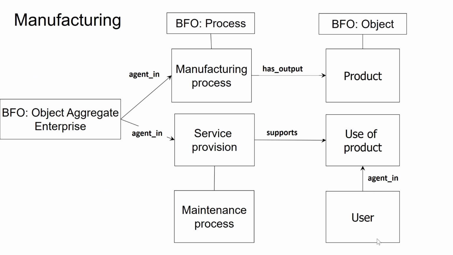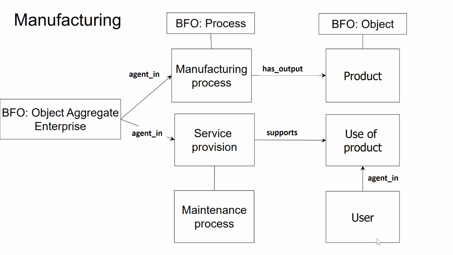So in manufacturing, this is a fragment of a manufacturing ontology. We have manufacturing processes which have output product, and then we have service provision which support the use of the product. An example of service provision would be a maintenance process. The input of the maintenance process is a product, and the output is the very same product, just better. A repair has been made, it's been cleaned, whatever it might be.